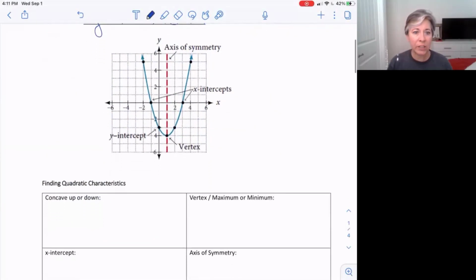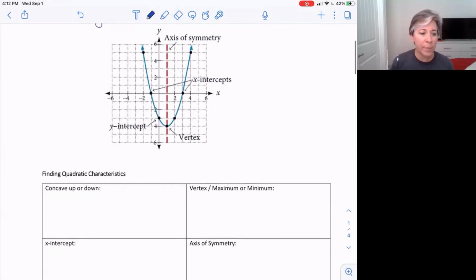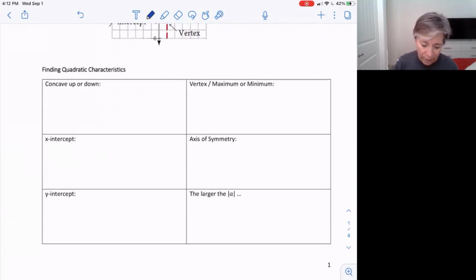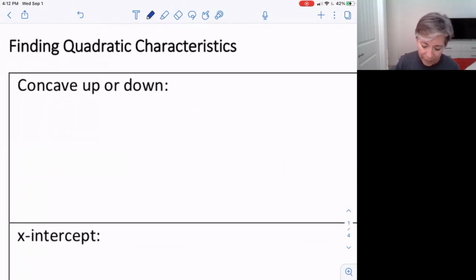So let's take a look at some of the important characteristics of a quadratic. The one that is graphed here is a quadratic that's opening up, a parabola. It looks like a bowl. It can also open down like an umbrella. So the first thing that we can do, here are the characteristics down here, is to determine if a quadratic is concave up or concave down.